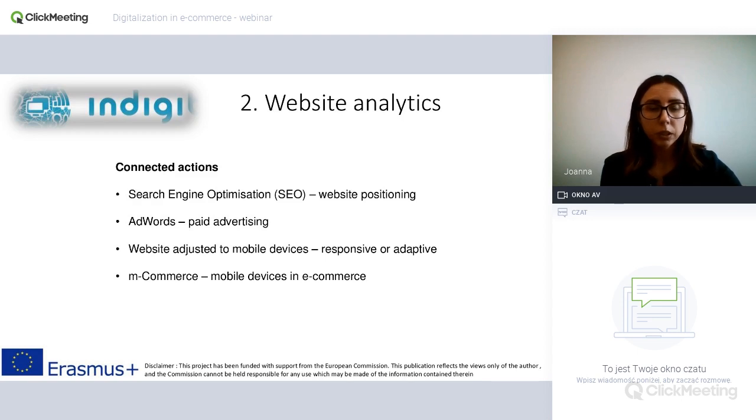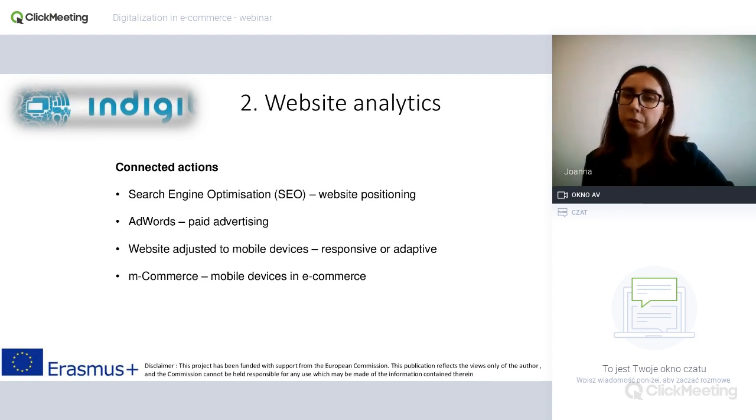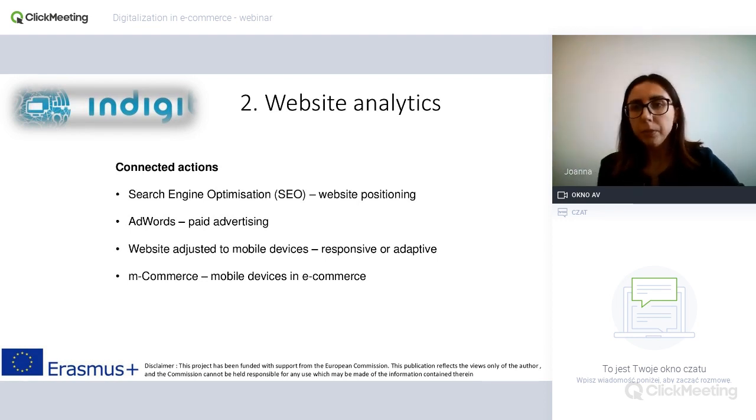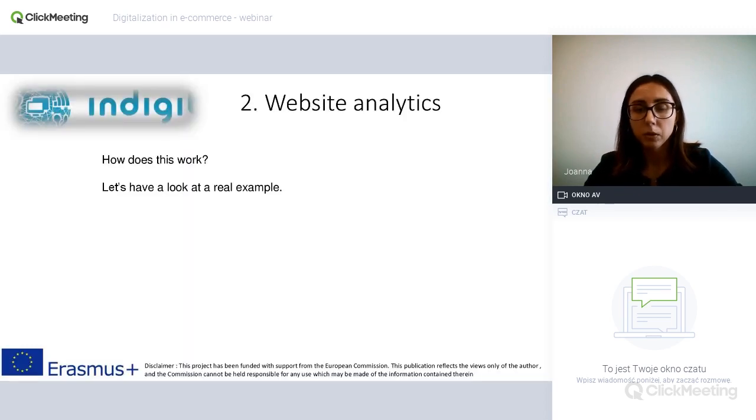The next thing, and very important in terms of how Google positions you, is whether your website is adjusted to mobile devices, if it is responsive or adaptive. And also through Google Analytics, you can track this. You can track from what devices your users are visiting you, if they are clicking to your page through PCs or through mobile devices. And this is where m-commerce also steps in, so mobile devices in e-commerce, which are more and more popular. And payments also, yes.